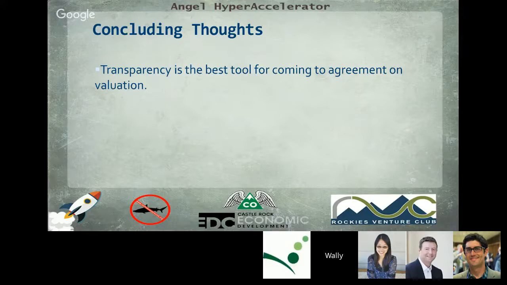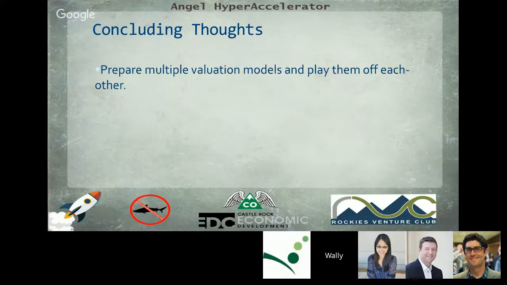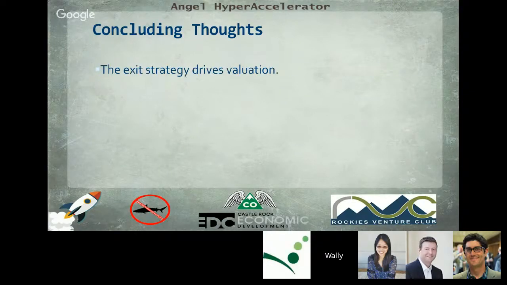Transparency is the best tool for coming to agreement. So rather than just starting with big numbers, you've got lots of tools where you can dig into the detail and negotiate based on the little things and then see where the big numbers come to. Prepare multiple valuations, play them off each other, way better than just doing one. And finally, exit strategy drives valuation. So if anybody tells you you don't need an exit strategy as a startup, they're telling you the wrong thing. And that's it.